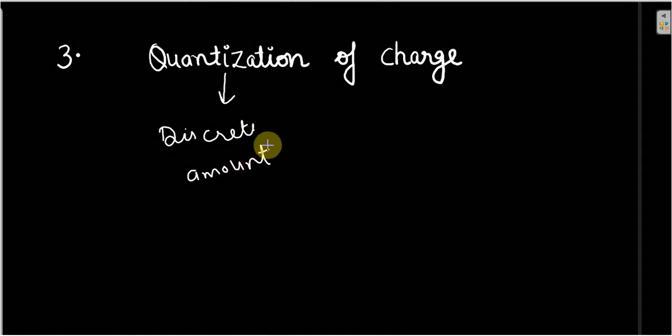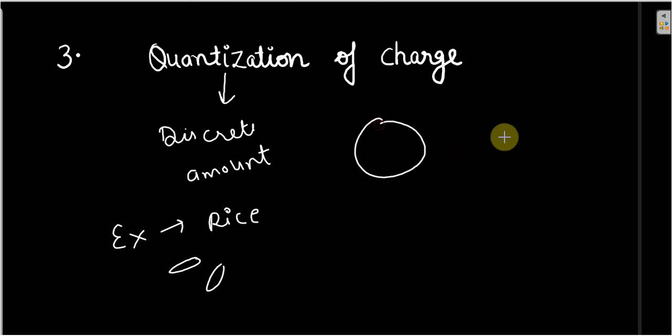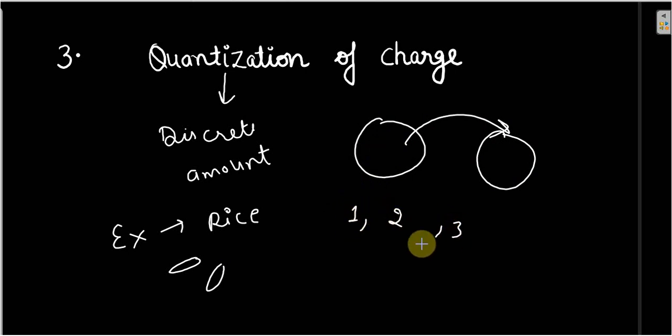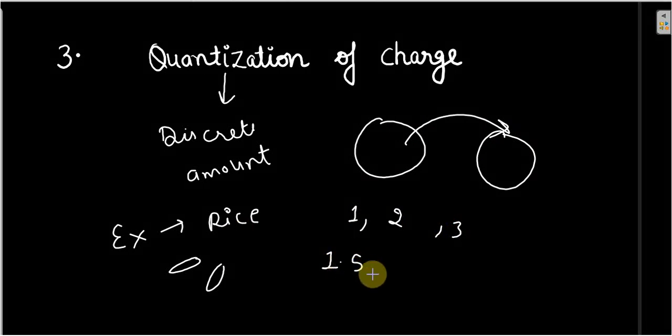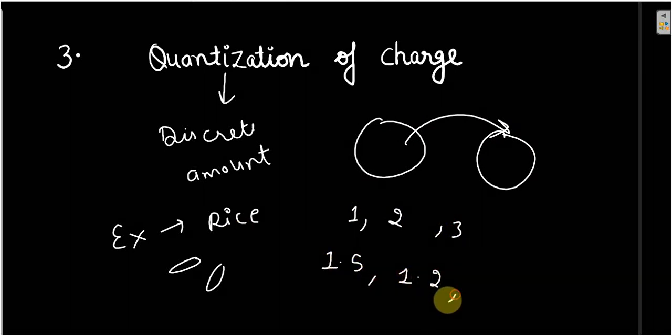That is not continuous. For example, rice at your home, you have rice, the pulses and all these things. So rice is in discrete form, 1 rice, 2 rice, like that. Similarly, charge exists in discrete amounts. When a charge enters from one body to another body, it will always enter as 1 charge, 2 charge, 3 charge. It will not enter like 1.5 charge, 1.2 charge, 1.3 charge.